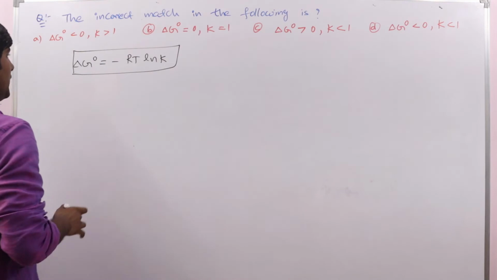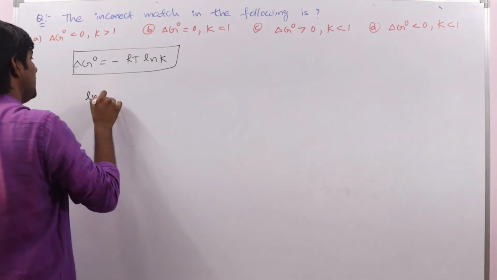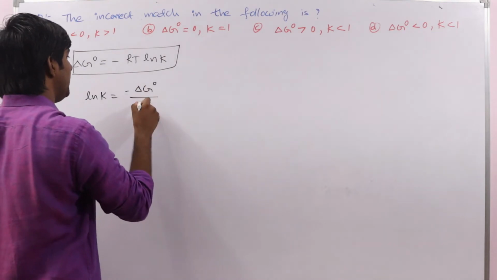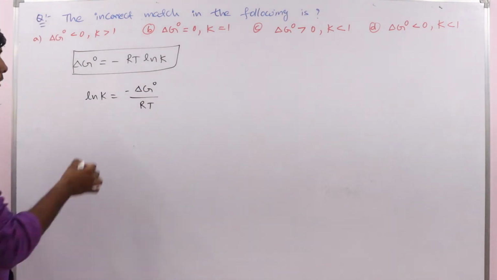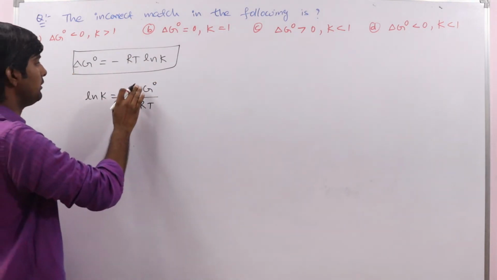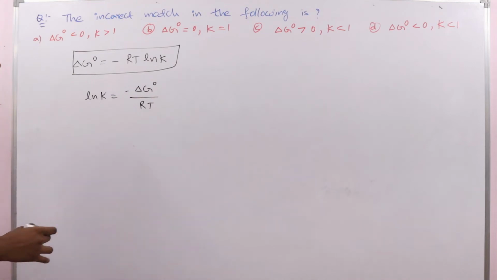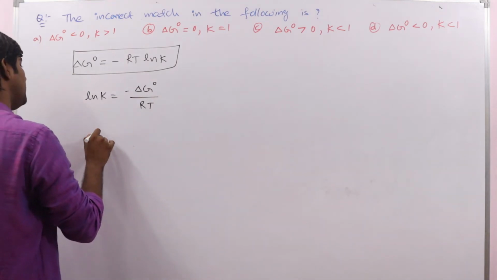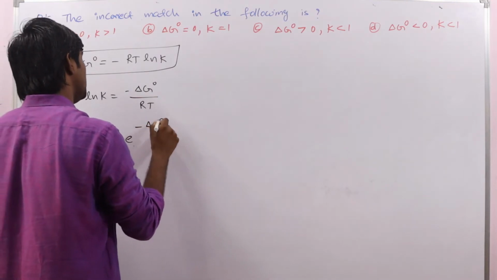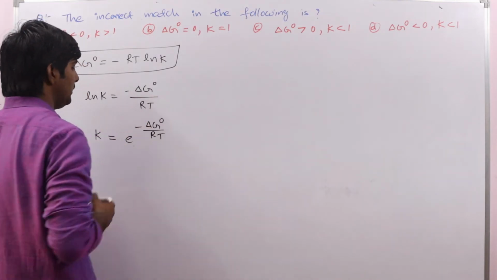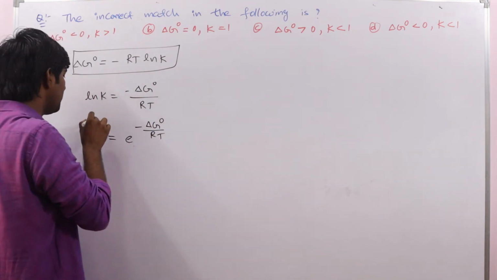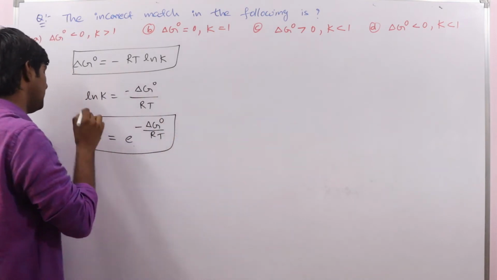Okay, see, if you rearrange this one, ln K is equal to minus of delta G naught by RT. So we are taking this into the left side, so we get ln K equal to minus of delta G naught by RT. So this we can write K is equal to e power minus delta G naught by RT. Okay, K is equal to e power minus delta G naught by RT. This relation we are getting now.